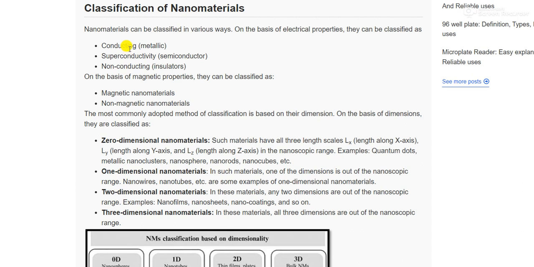Conducting means it might be synthesized from any metals, so metallic nanoparticles will be there. Then if it is superconductive, it might be a semiconductor nanomaterial. Then you also have non-conducting or insulator nanoparticles. And based on magnetic properties, it may be either magnetic or non-magnetic nanomaterial.